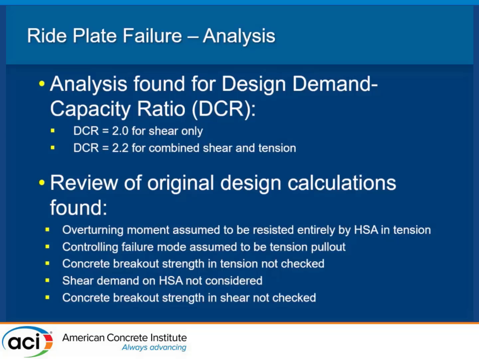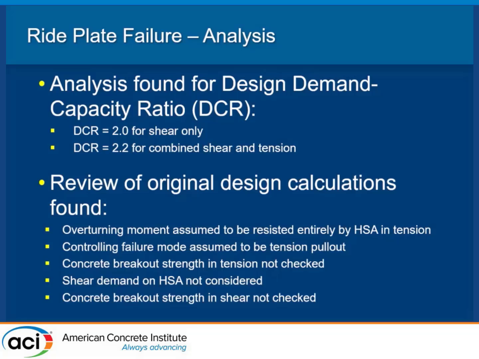Anything above 1.5 is considered dangerously unsafe. These were at 2.0 for shear, and for combined shear and tension it was 2.2. They went in and figured out that the overturning moment was resisted by, all they did was design the headed steel anchors in tension. They didn't do any other modes of check.